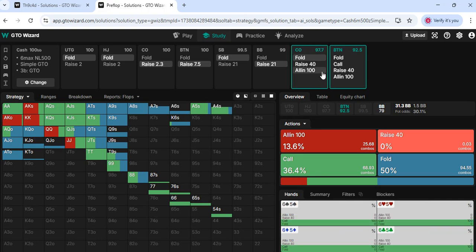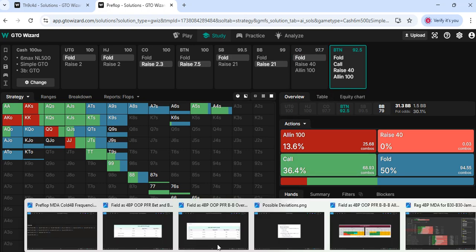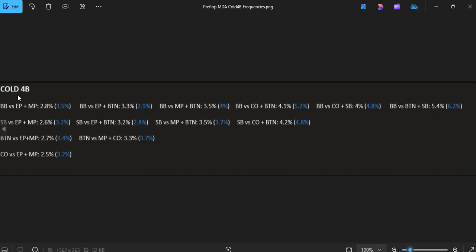We have to think about how people are playing this spot in practice versus theory. I'm going to pull up some MDA for preflop cold 4-bet frequencies. This is cold 4-bet frequencies, practice versus theory. Let's look at our formation. Our formation is cutoff versus button versus big blind. Let's see cutoff right here versus button versus big blind. We see the theory is 5.2%. The practice is 4.1%. That means they're under cold 4-betting.